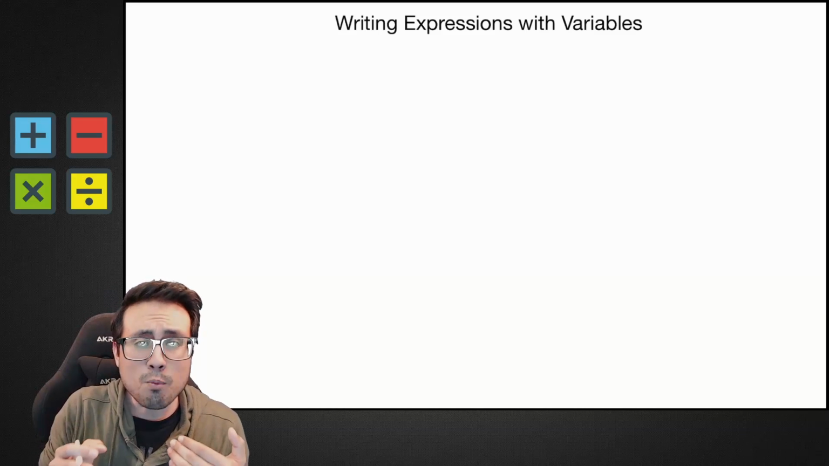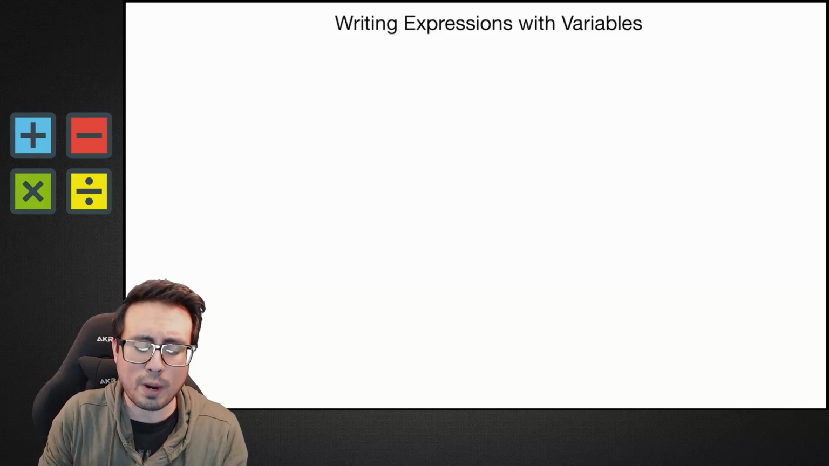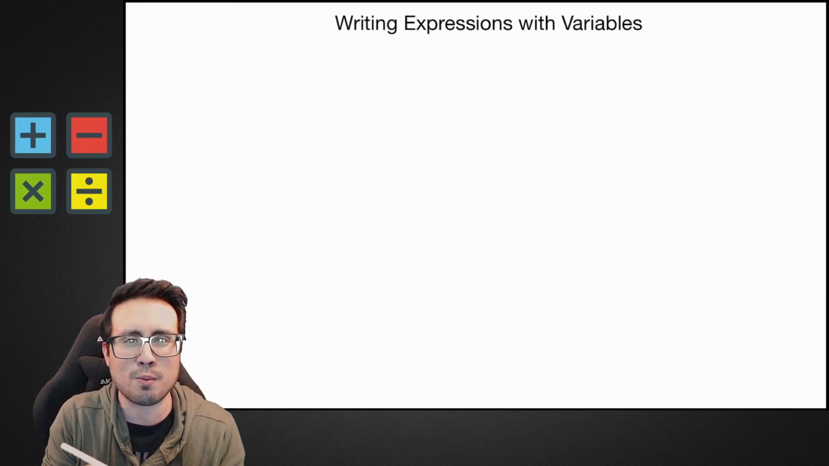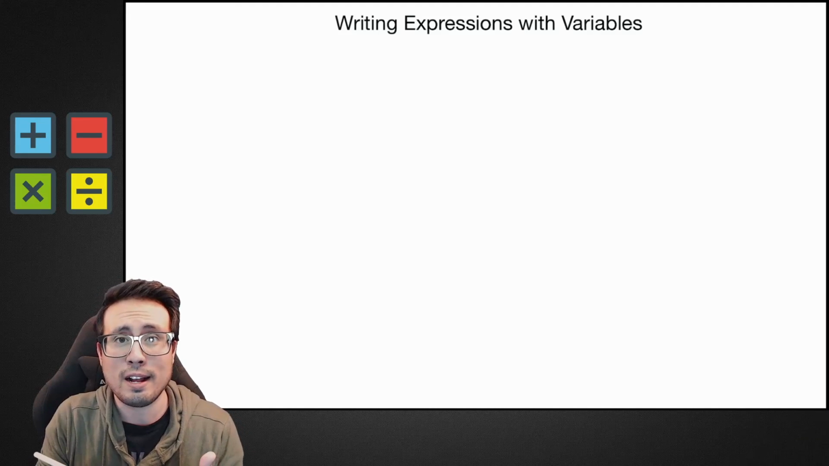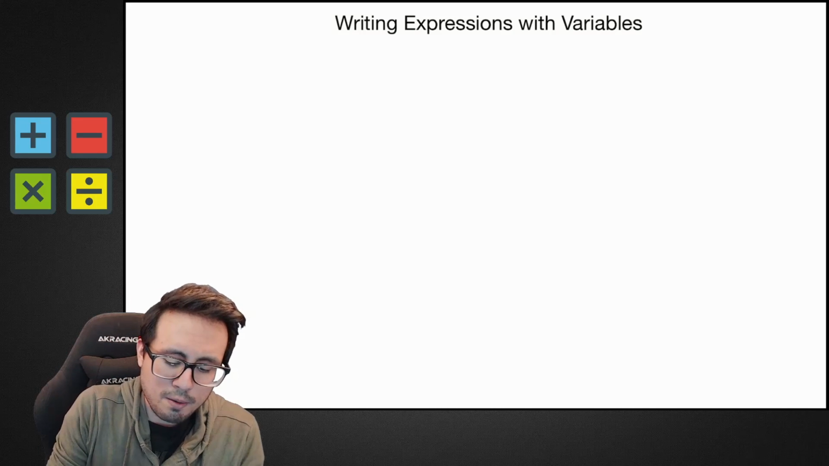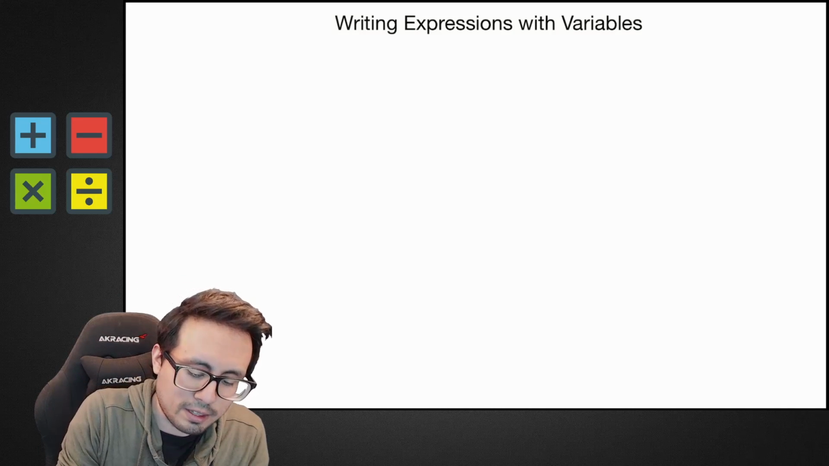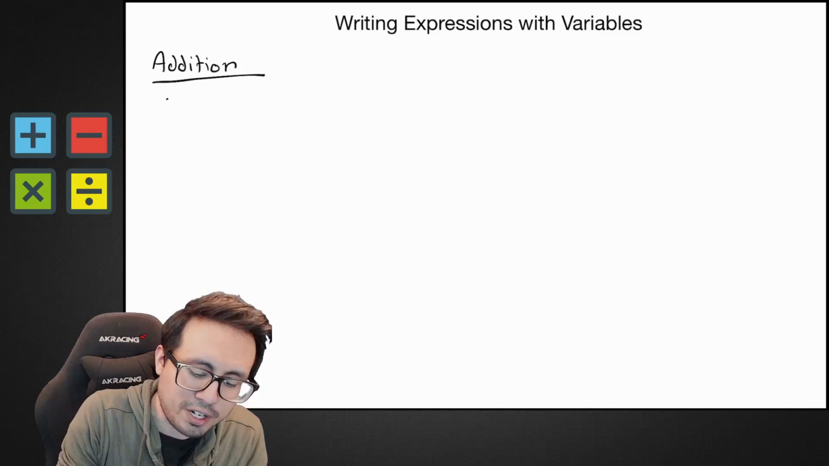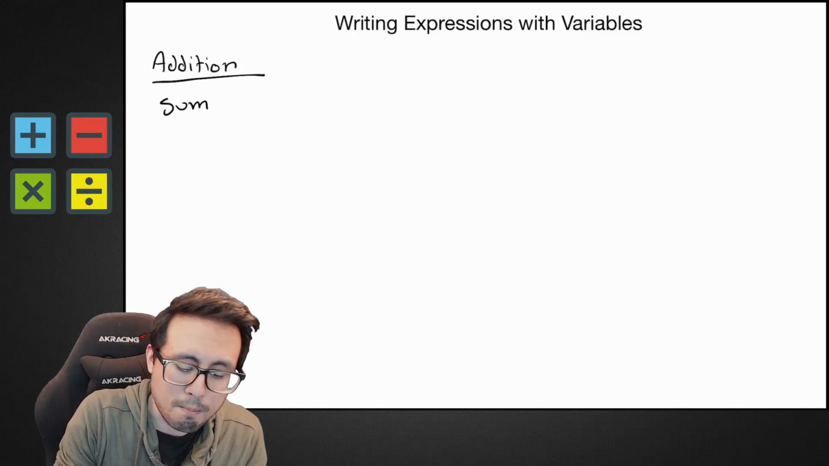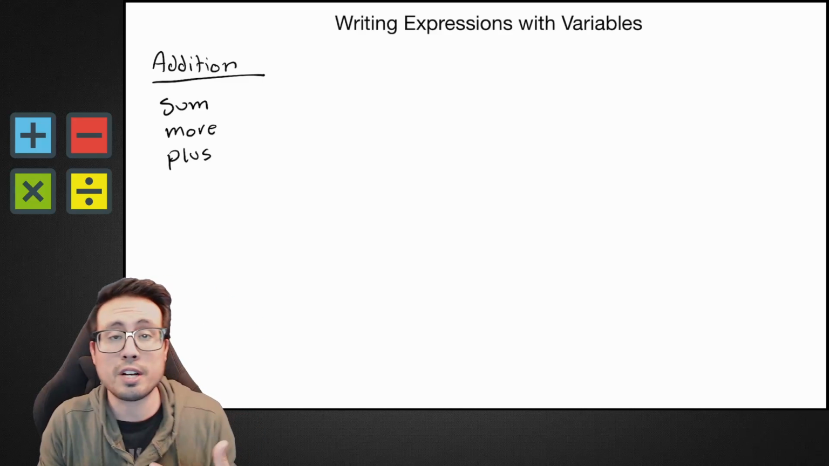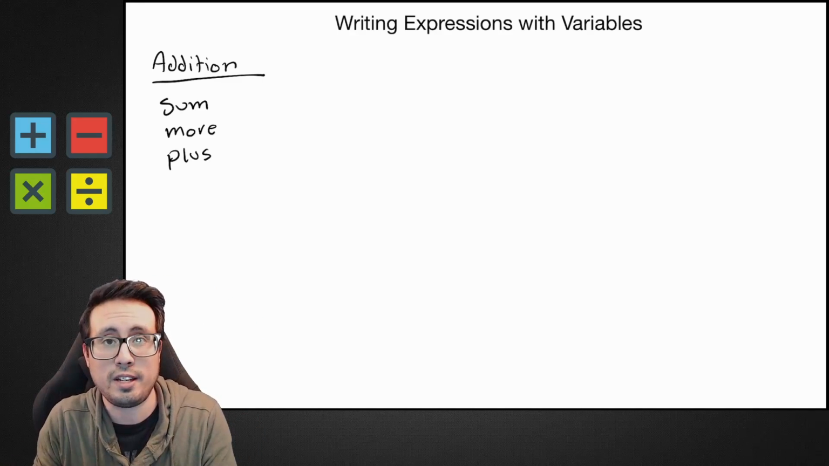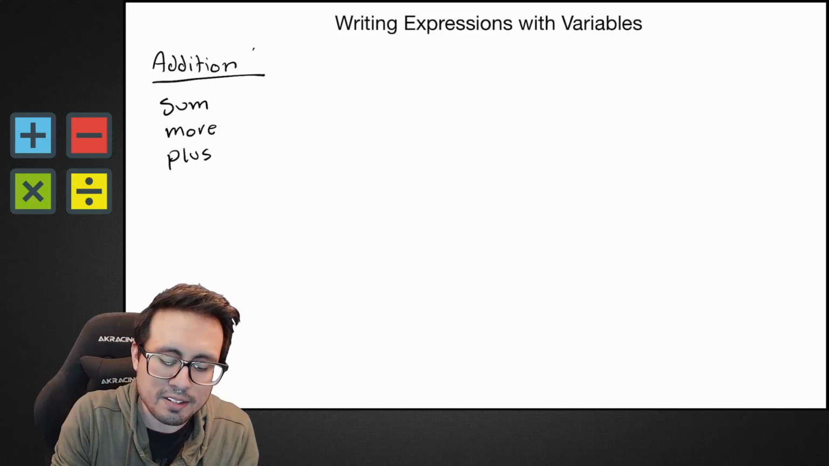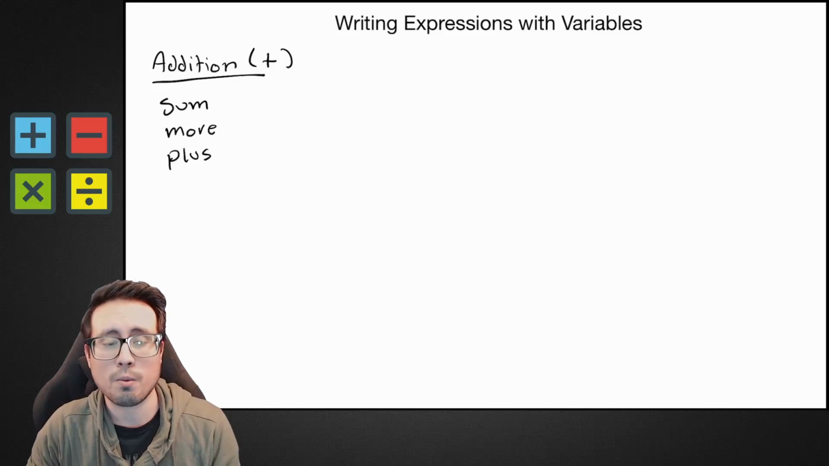Now, writing expressions means that we need to be able to translate some words into mathematical functions. And so what are some of those words? Well, the first thing that you need to know is what are some of the words that mean addition. Some of the common words that you might see for addition are sum, more, plus, and obviously there are more, but these are some of the ones that you may see. Essentially what those mean is addition or adding.